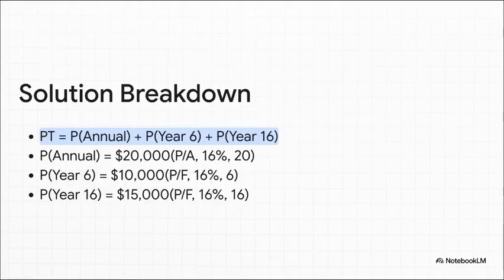And this is what that setup should look like. The total present worth, PT, is the sum of 3 parts. First, the present worth of the annual series. That's a straightforward P/A calculation since it starts at year 1. Second, the present worth of the $10,000, which we just pull back from year 6 with a P/F factor. And third, the present worth of the $15,000, which we pull all the way back from year 16 with another P/F factor. See? When you break it down, it's not so bad.